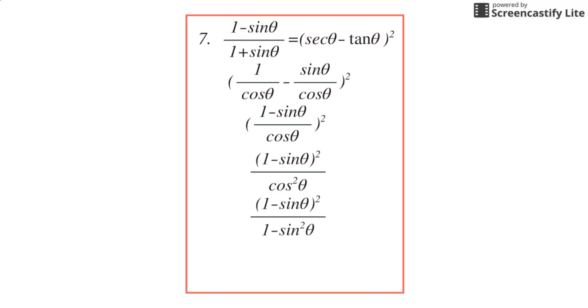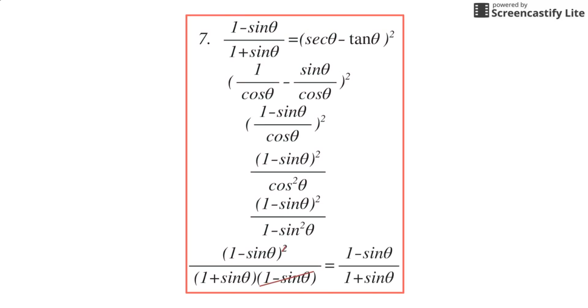So then we want to see that cos squared is equal to 1 minus sine squared in the denominator, which factored out is 1 plus sine times 1 minus sine. The 1 minus sines cancel, and you get your answer of 1 minus sine over 1 plus sine.